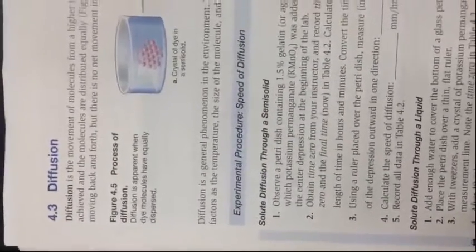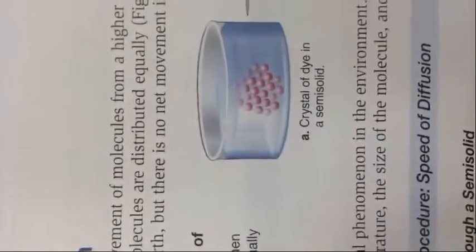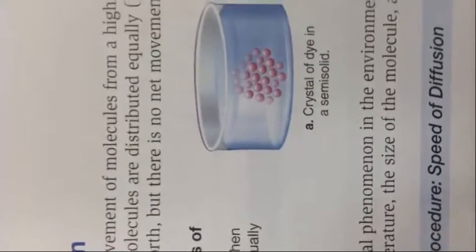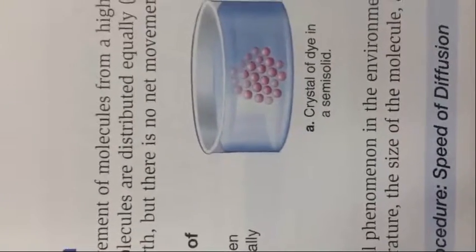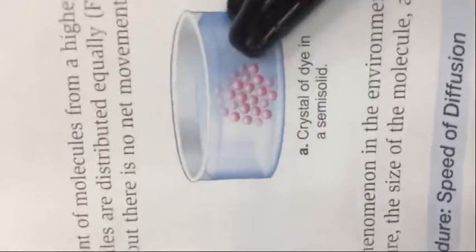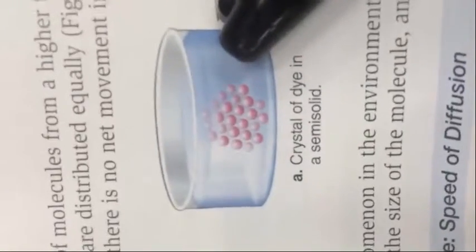So if you look at this dish, you can see that the crystal, which evidently is some sort of a dye that they placed into this, they say in a semi-solid, but whatever that crystal is, it's a dye compound. And then outside of that, this area right here, you have a low concentration. In fact, you don't have any dye.